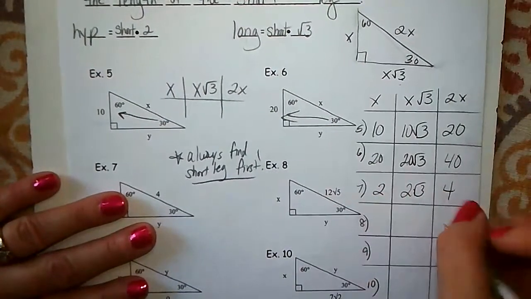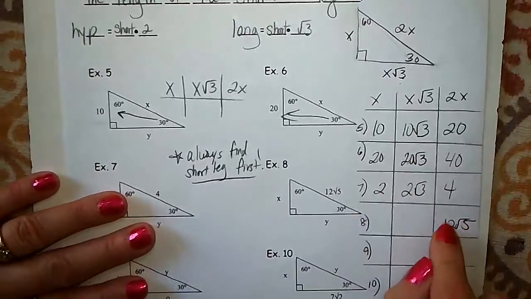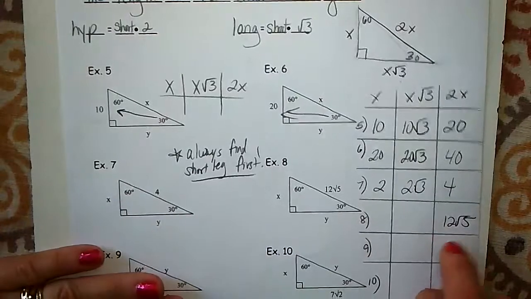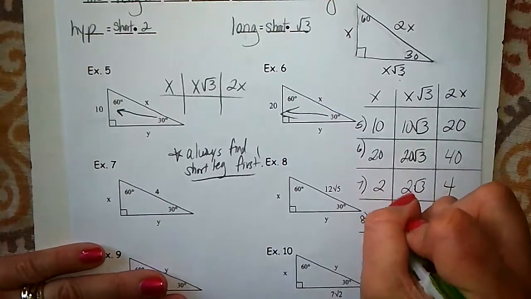Same idea. In this case, we have the hypotenuse. We're going to cut that front number in half. Okay, we're going to take that 12 root 5, and we're going to cut that in half. So we're going to take that. That's going to become 6 root 5.